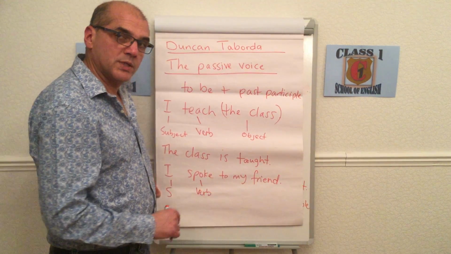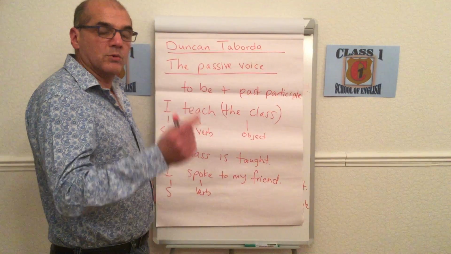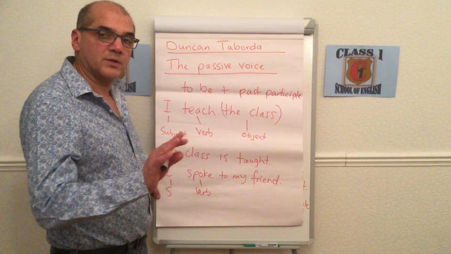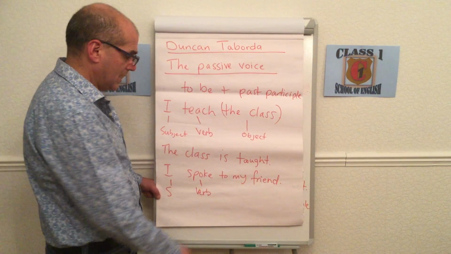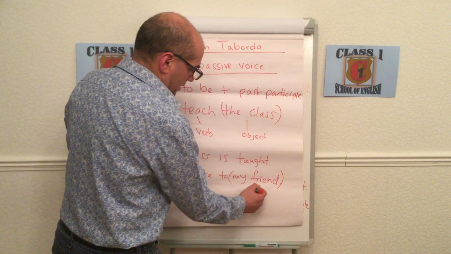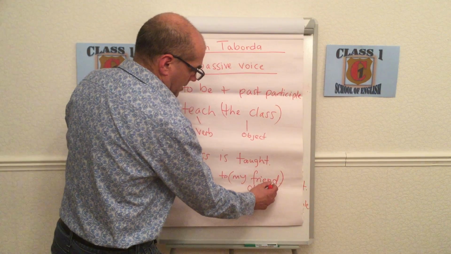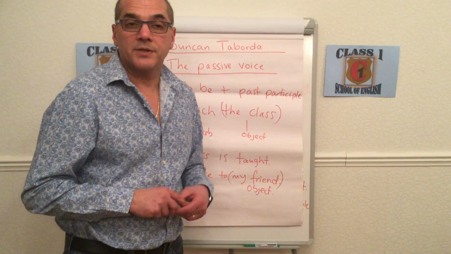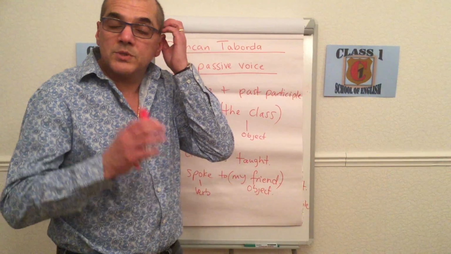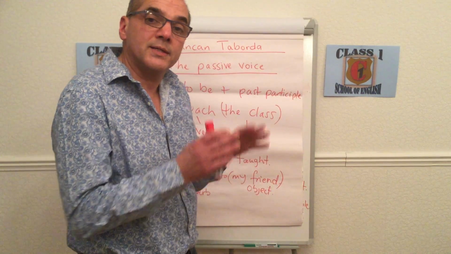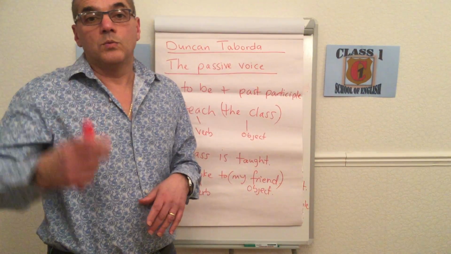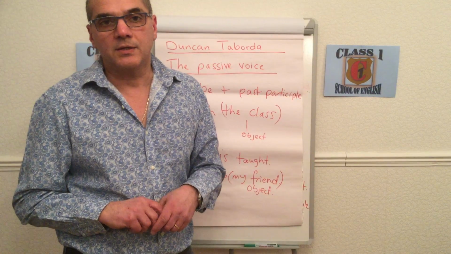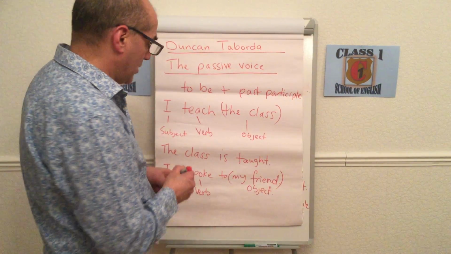This word to is known as a preposition. That will be covered in a future tutorial, so I'm not going to go into it in detail today. And here you've got my friend, who is the object. Again, I'm not interested in letting people know that it's me that did the speaking. I'm just interested in letting them know that somebody did speak to my friend. So I'm going to make my friend the object.